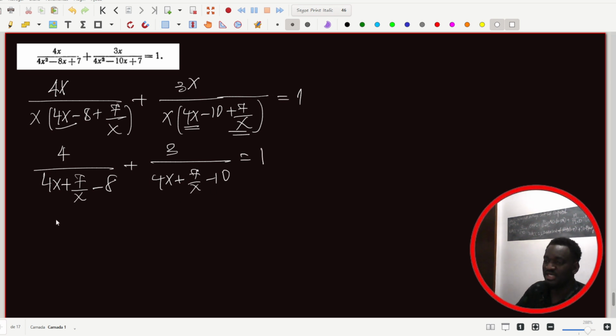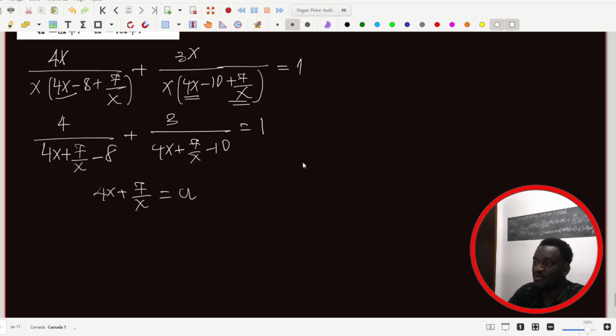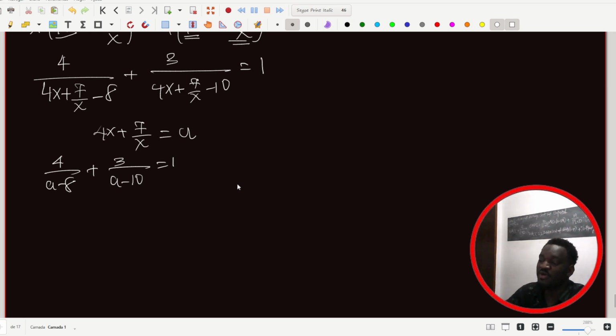Okay, so now let's make a simple substitution. We're going to say that 4x plus 7 over x, let's say this equals a. So if this is a, we're going to have 4 divided by a minus 8, plus 3 divided by a minus 10, and then this equals 1. So we have simplified our problem.